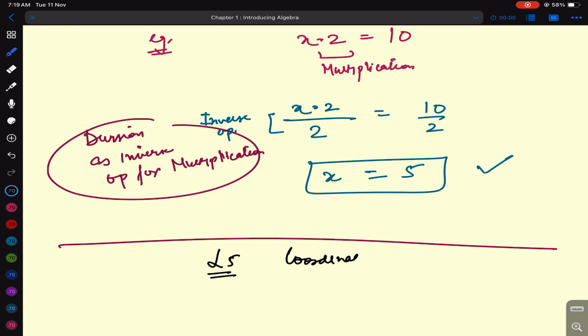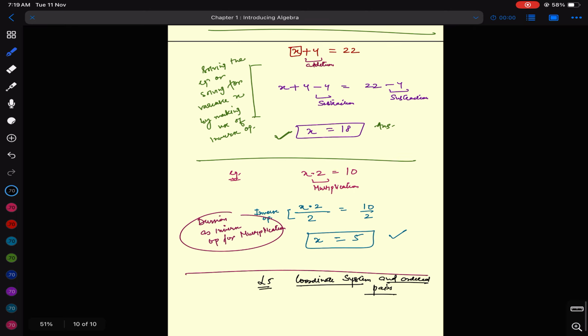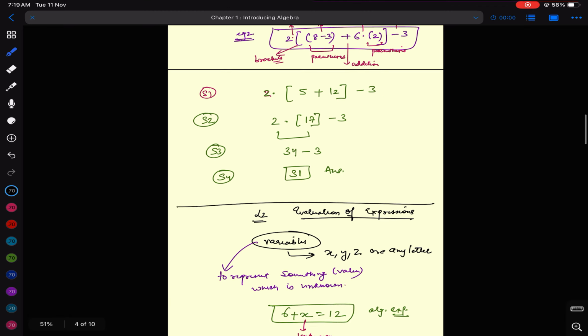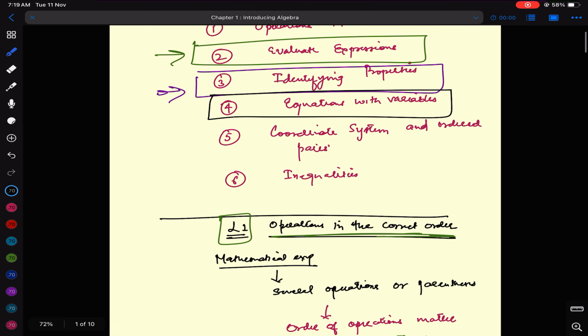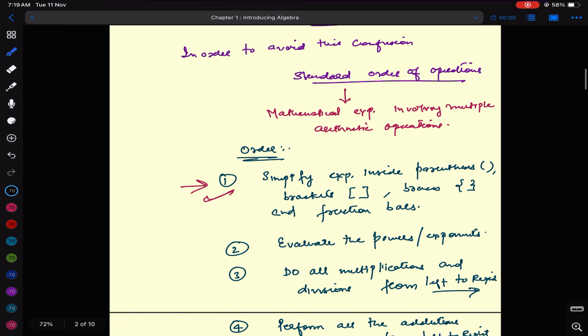Now many of you must be familiar with the coordinate system, right? To some extent you must have studied the pairs of x and y, wherein x denotes your x coordinate and y denotes your y coordinate. We do represent that as a part of a 2D coordinate system. So that is essentially what we are going to study in this next lesson, coordinate system and ordered pairs, which is lesson number 5 as a part of this chapter. Clear?